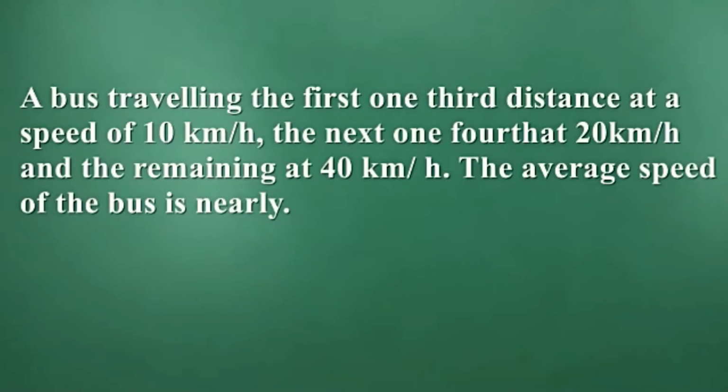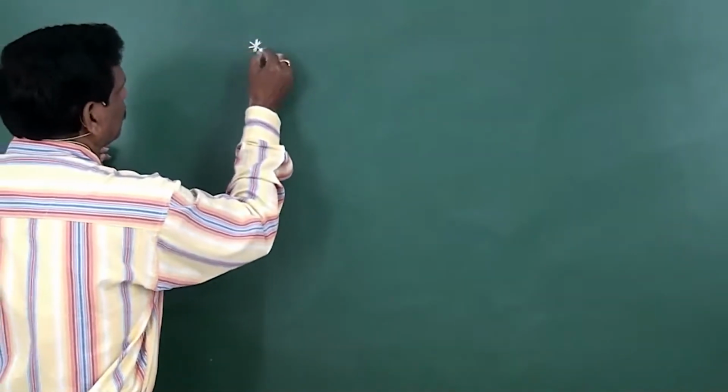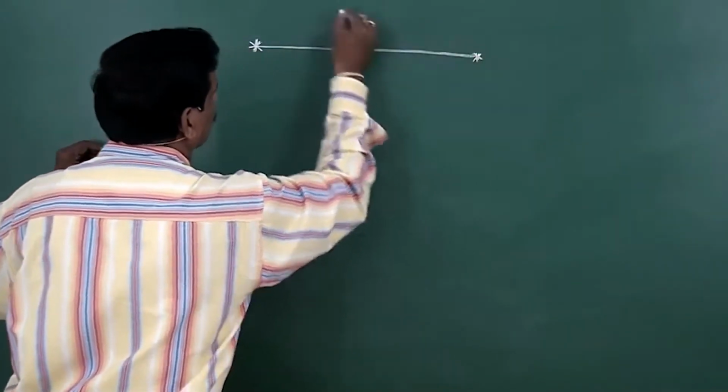Okay. Another problem. A bus travels the first 1/3 distance with a speed of 10 kmph, the next 1/4 with a speed of 20 kmph and the remaining with a speed of 40 kmph. Find the average speed of the bus. So similar to the previous problems, but here the 3 distances are different. First 1/3, next 1/4 and remaining. So for this we consider total distance to be 1 kilometer.